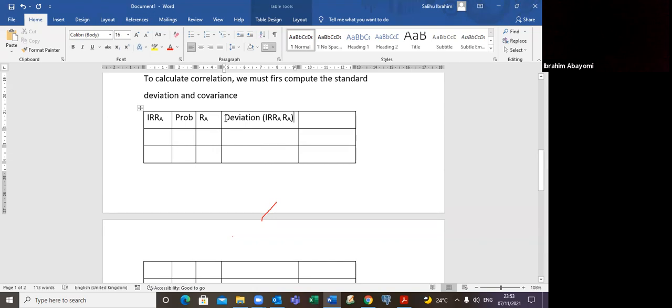Then the last column here will now represent variance. Variance means that you are squaring your deviation. This is deviation, this is variance. So this one is squared.